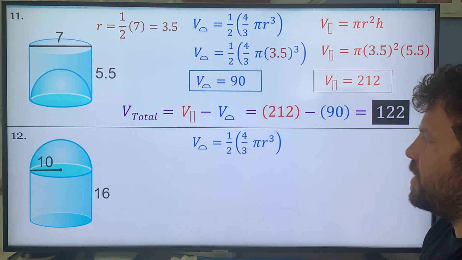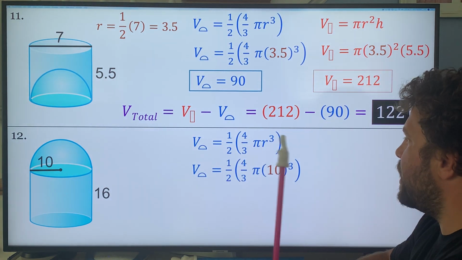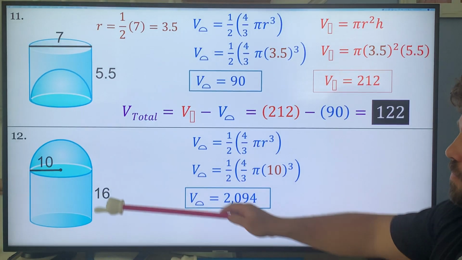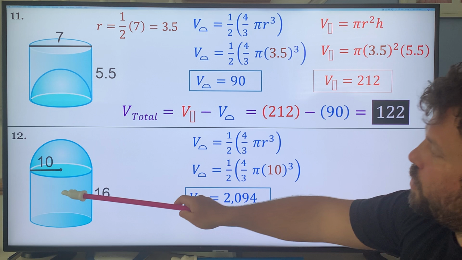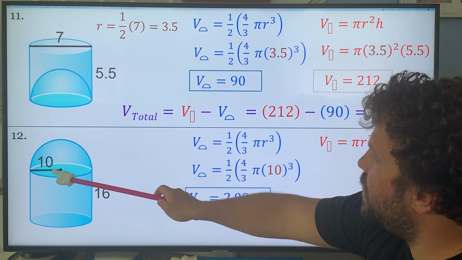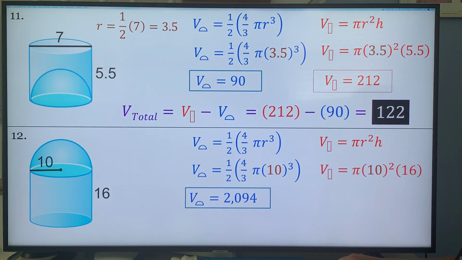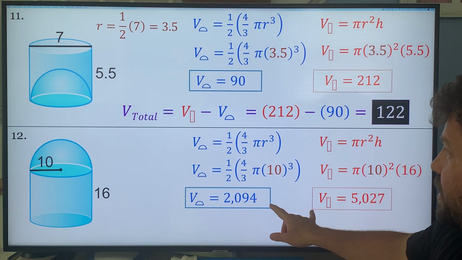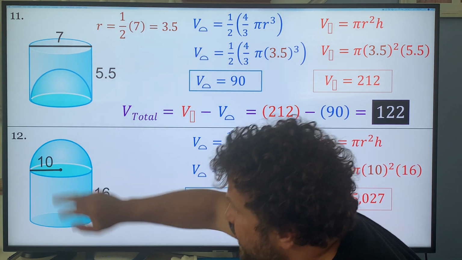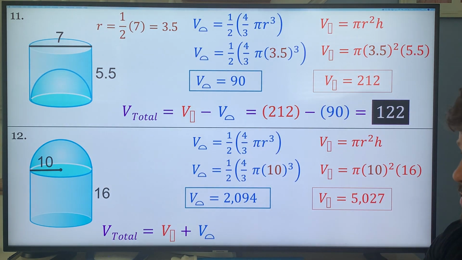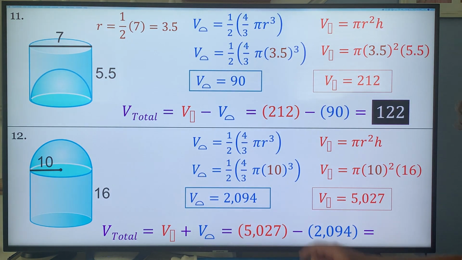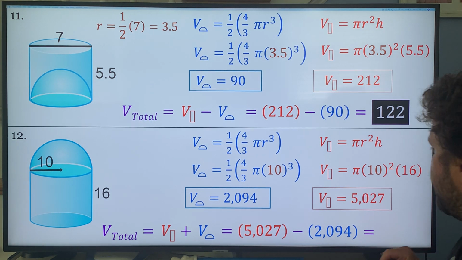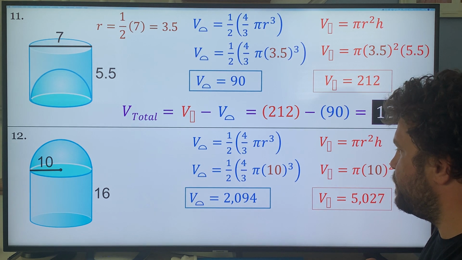Right here, now we have our cylinder and our hemisphere, and we're adding it to the top of the cylinder. So once again, you find the volume of your hemisphere, 1/2 of 4/3 pi times 10 cubed, and that gives you 2,094. Volume of my cylinder, no 1/2, it's just pi r squared h. So 10 squared times 16, which is 5,027. And you don't subtract these two because you're adding the hemisphere on top. You add the two together. 5,027 plus 2,094, and that gives us the answer.